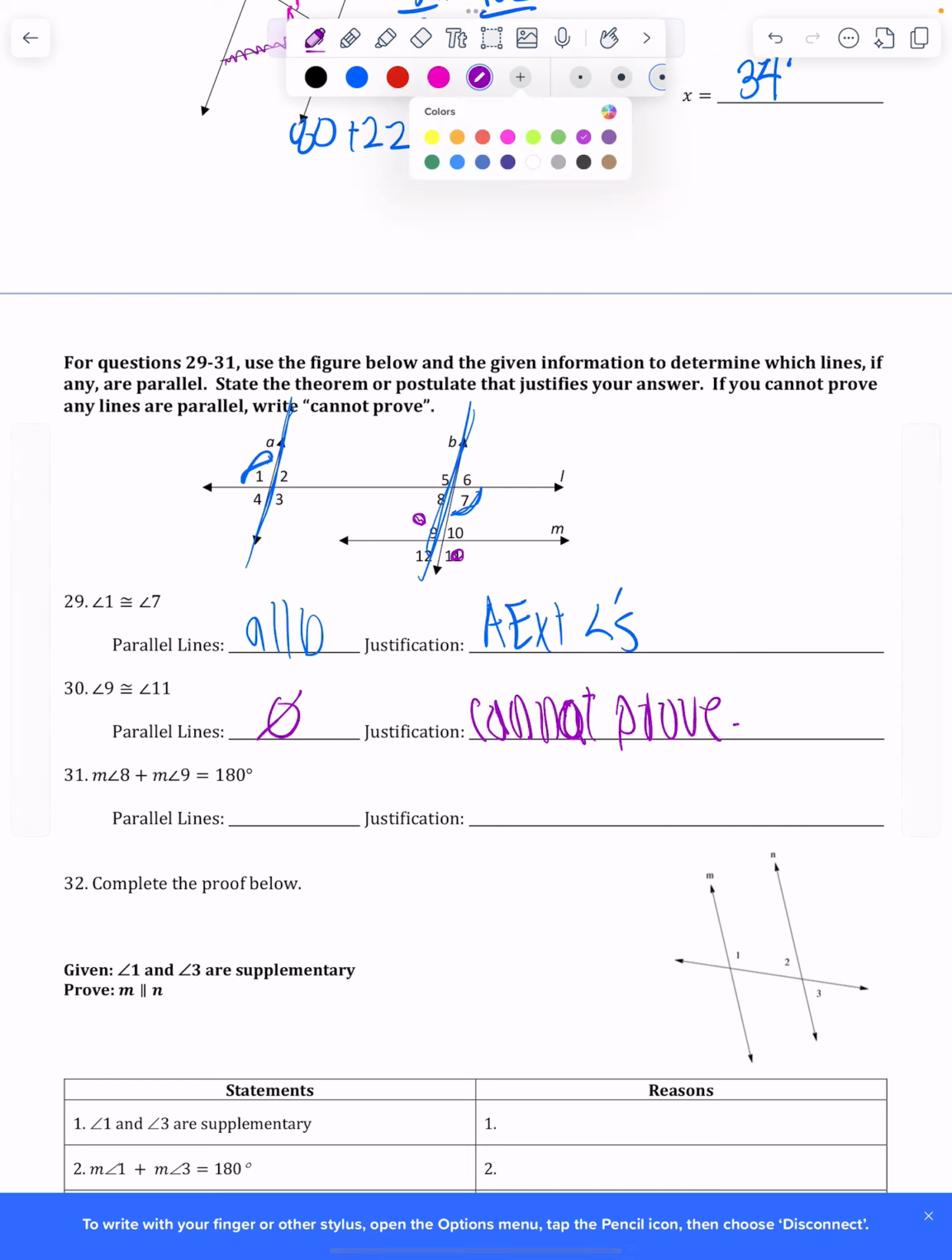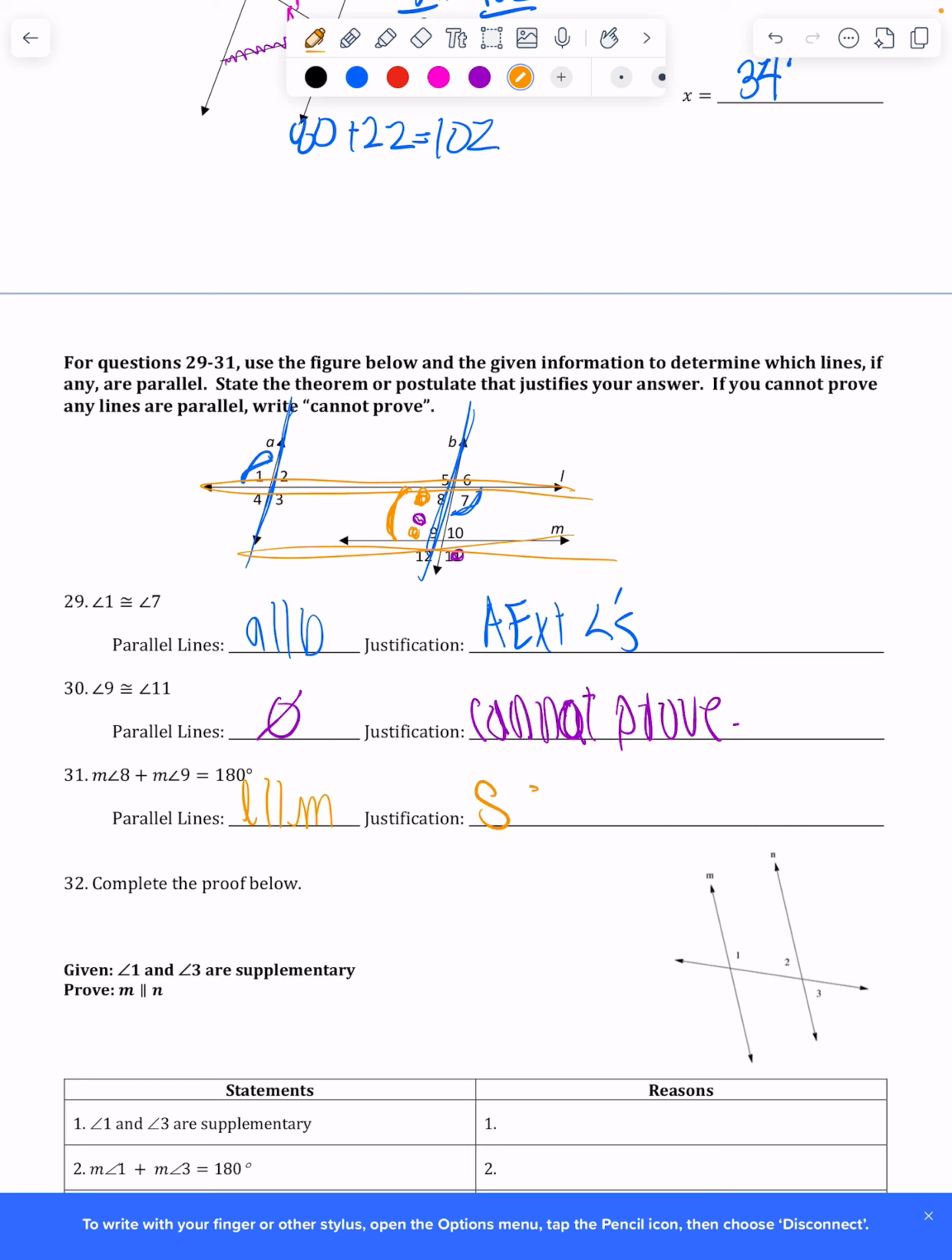And then, last but not least, I'll jump to orange here. 8 and 9. Well, here's 8 and here's 9. Those two angles are touching lines L and M. So L would be parallel to M, and that would be because they are same side interior angles. They add to 180.